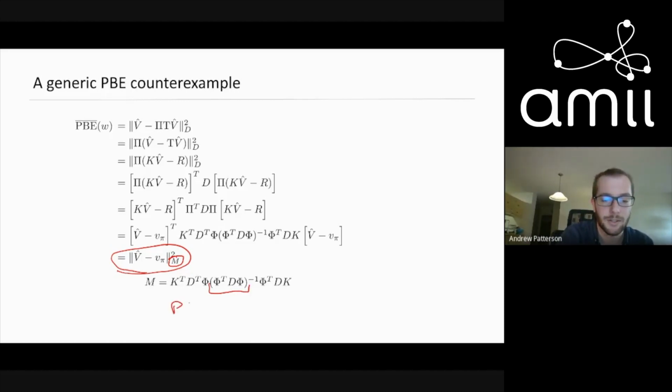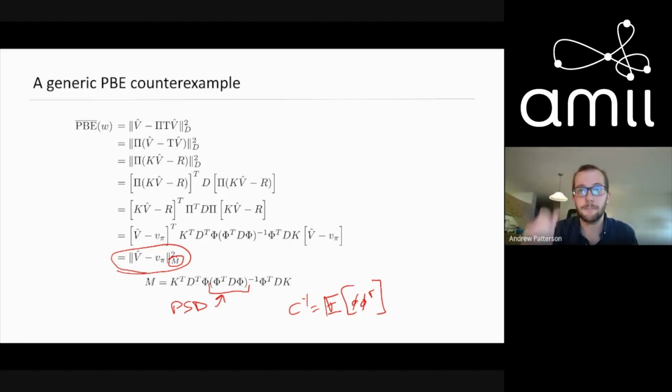That was a joke, this isn't clear. M, in this case, though, is positive semi-definite because of this key matrix right here, which is in general positive semi-definite. You might recognize this thing. It's often written as C inverse, as this expectation over the outer product of our features. It's our feature covariance matrix.